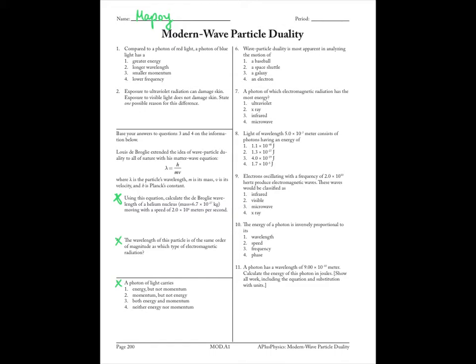And we look at number 1 talking about light as a photon. So a photon of red light compared to a blue light. Okay. Blue light has what? So blue has higher frequency and shorter wavelength. So we can immediately cross off 2. We're not even talking about mass or speed. And it's definitely not lower frequency.